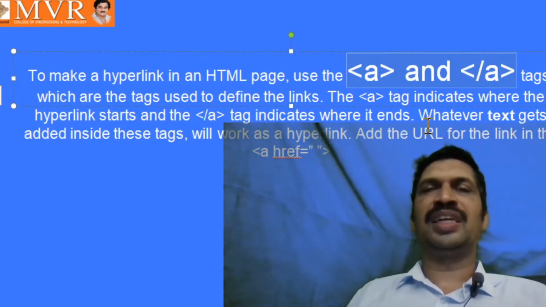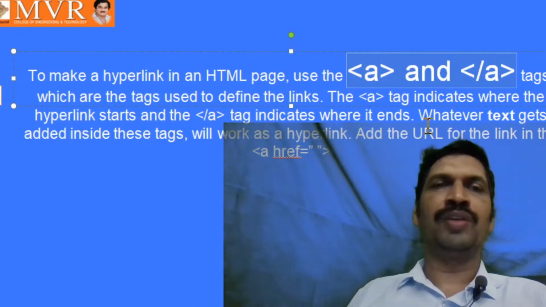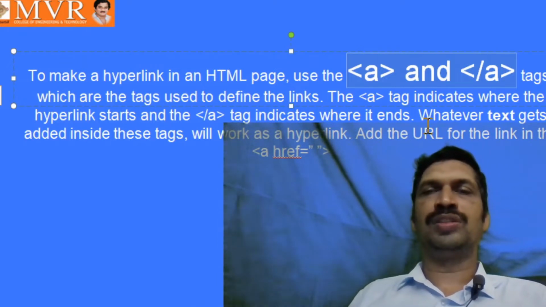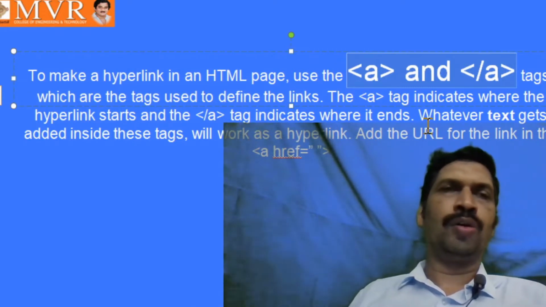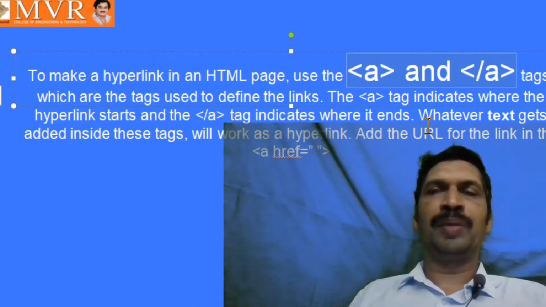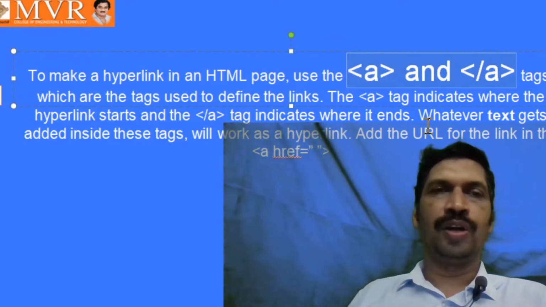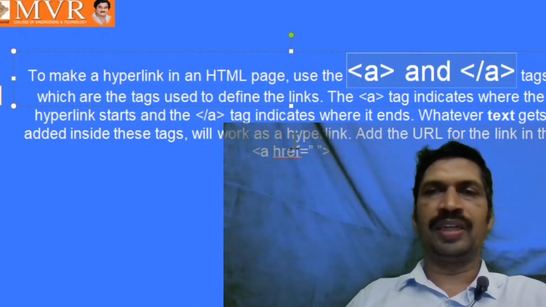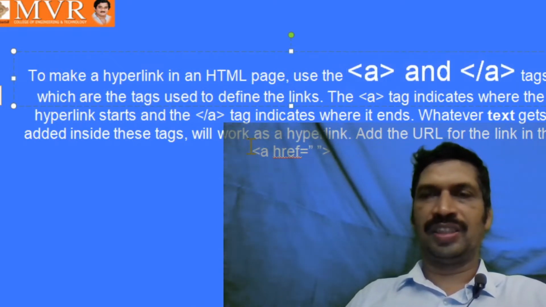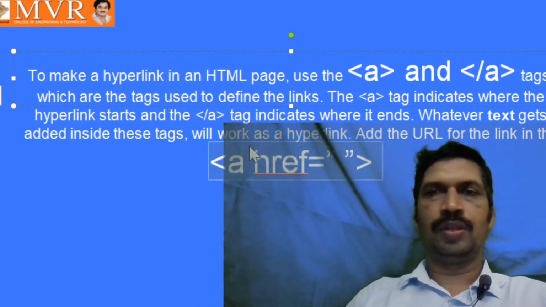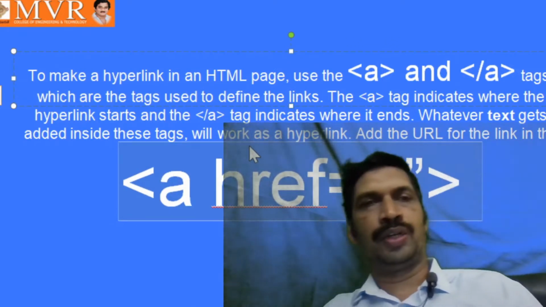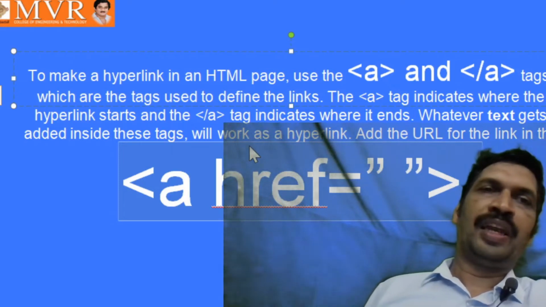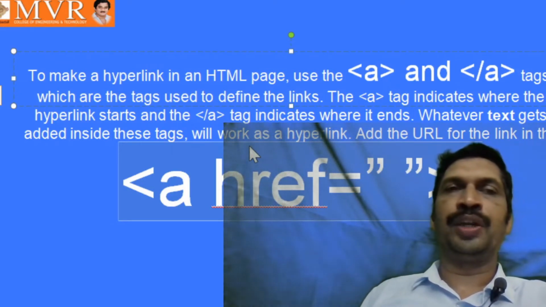Whatever text gets added inside the tags will work as a hyperlink. Add the URL of the link. We can add a link's URL using the attribute href. href is the important attribute of the anchor tag. Just I am increasing the size. href equal to hyper reference. href.